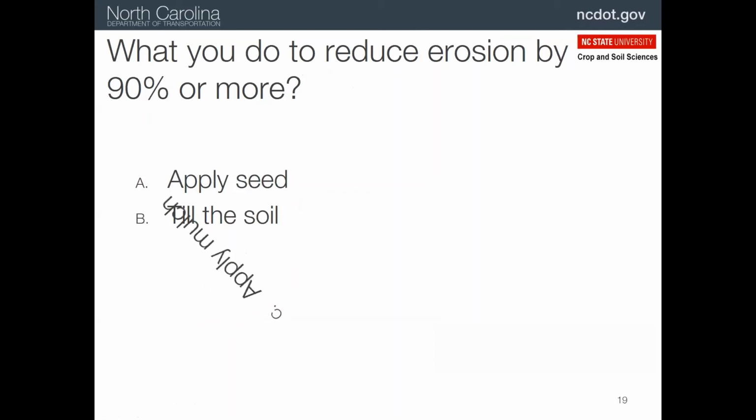Well, hopefully by now we've got this message that just covering up the soil will be a big measure in reducing erosion.